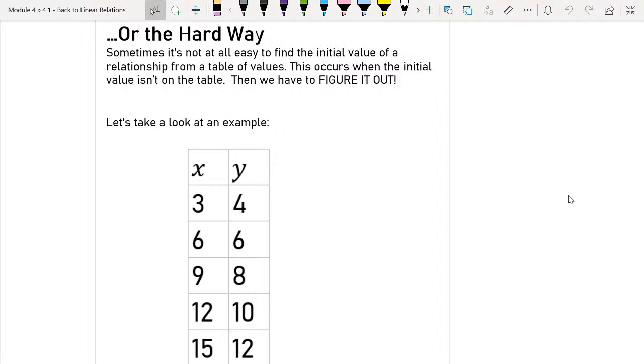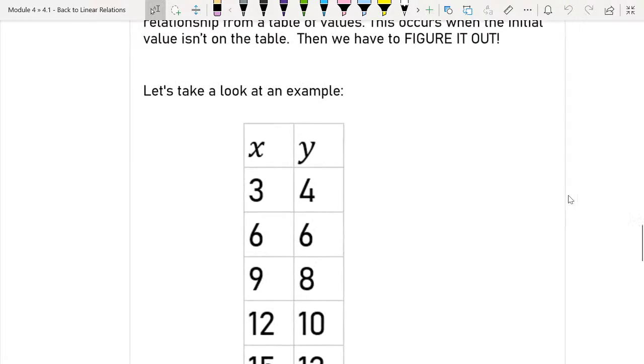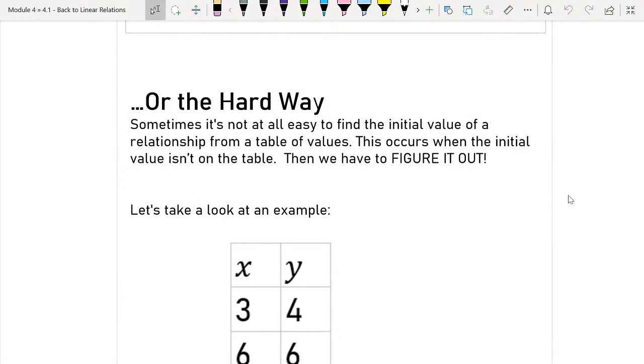So sometimes this isn't easy. Sometimes we look at these and it's actually quite difficult. So let's look at one that is challenging. Sometimes we do this the easy way and sometimes we do it the hard way.